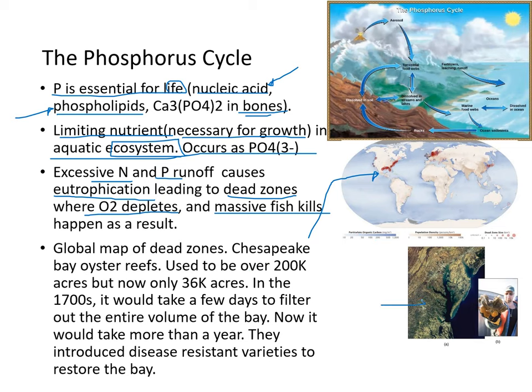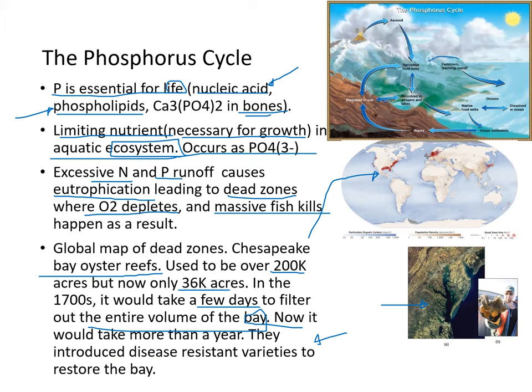Here's a Chesapeake Bay oyster reef shown here. There used to be over 200,000 acres, but now there are only 36 acres. In the 1700s, it would take a few days to filter the entire volume of the bay. But now it'll take more than a year because all the oysters have disappeared. And they're now introducing a disease-resistant variety of oyster to restore the bay.